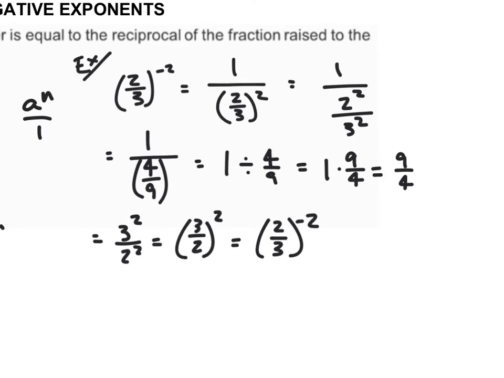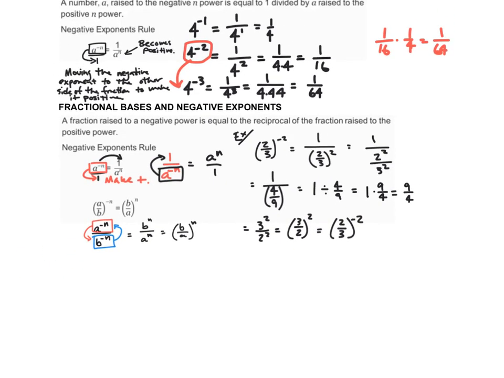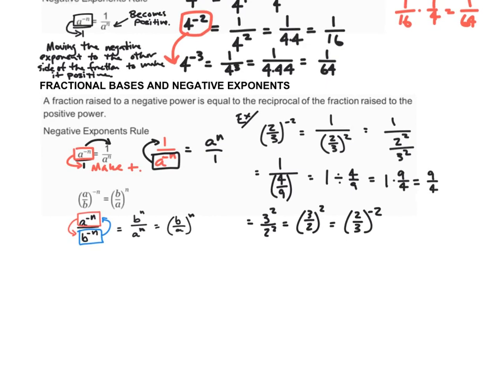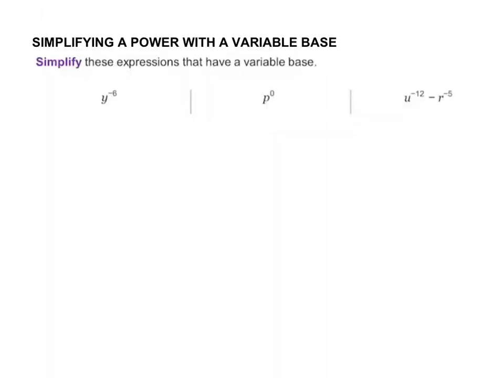And so all you're doing here is you're taking this fraction and you just flip it and make your exponent positive, okay? So kind of confusing, but you can look at this a number of ways. Okay, and we can extend this idea to something with a variable base, and we can simplify these expressions here.